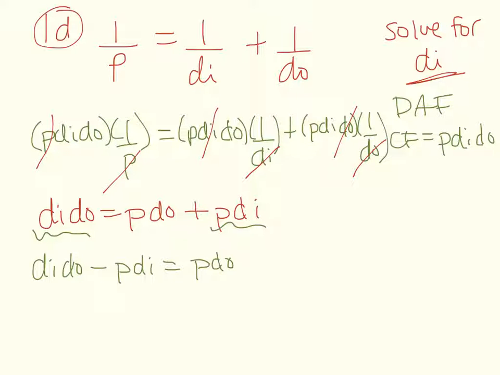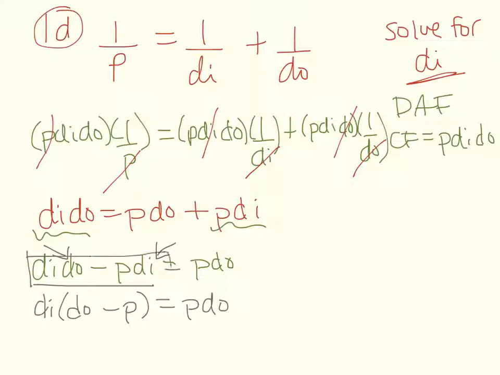So now I'm at that factor out stage. So I need to only have one di on this side of the equation. So I'm going to pull out that term di, and then in brackets have the remainder of the term, so d naught minus p. And if I were to multiply that out again, I should still get this part of the equation here, okay?